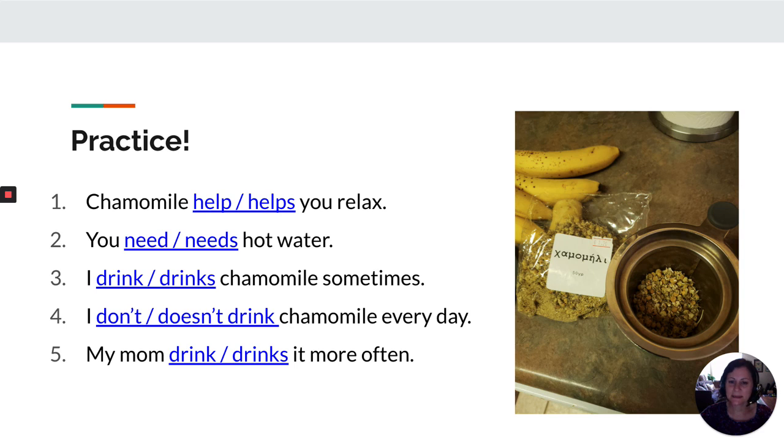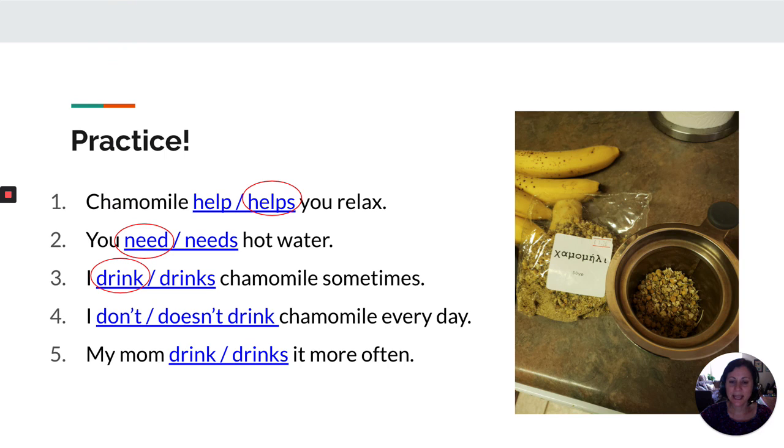Let's practice. Chamomile help or helps you relax? Helps. I have here a singular noun, so I want to add the s. It's like saying it. It helps you relax. Number 2, you need or needs? You need hot water to make tea. Number 3, I drink or I drinks?